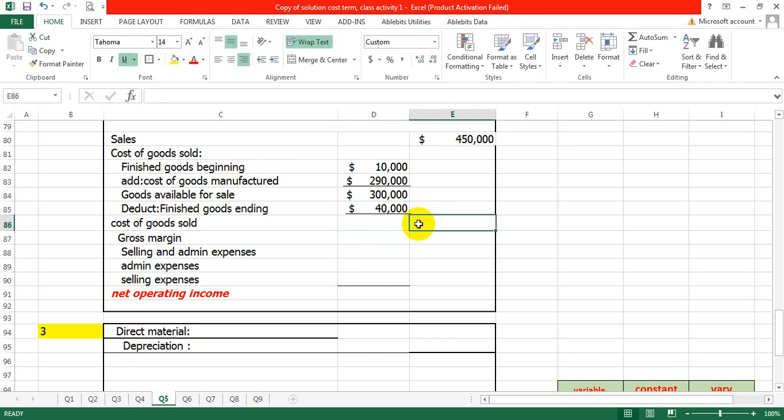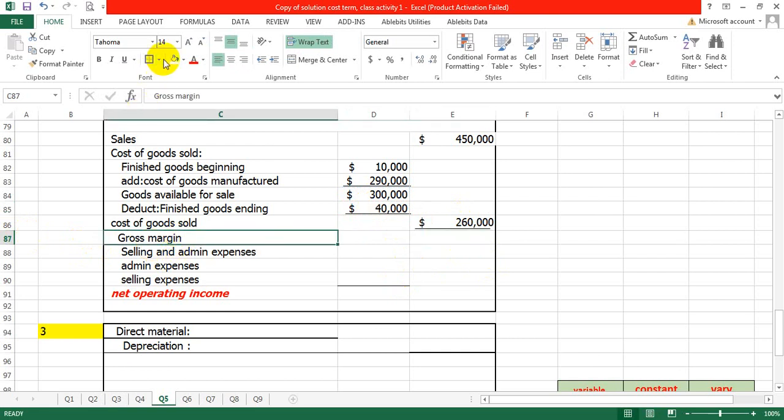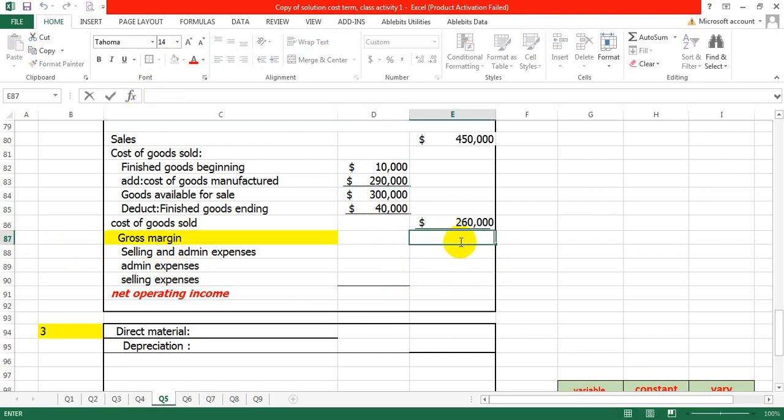So my cost of goods sold is 3 lakh minus 40,000. So my cost of goods sold is 2,60,000. Okay, what is my gross margin? I can write here what is my gross margin. Sale minus cost of goods sold, that is my gross margin.